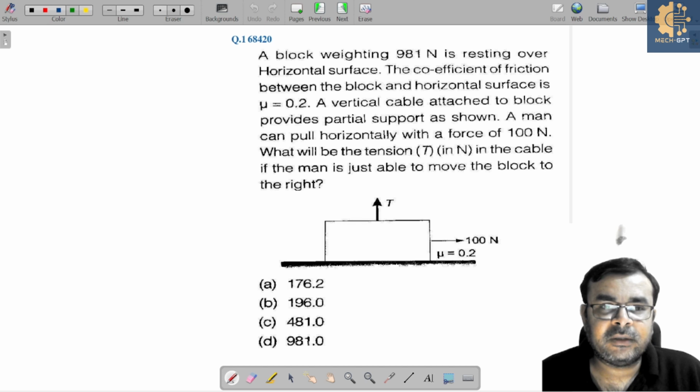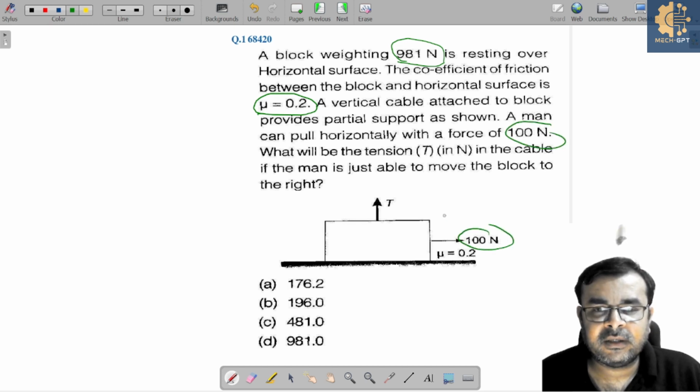So in the first question, you can see a block of weight 981 Newton is resting over a horizontal surface. The coefficient of friction between the block and the horizontal surface is given, that is 0.2. A vertical cable attached to the block provides partial support as shown in the figure. A man can pull horizontally with a force of 100 Newton. So this force is given, 100 Newton, and here we have a tension.